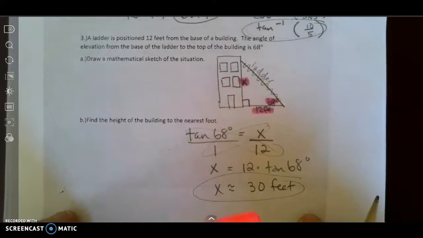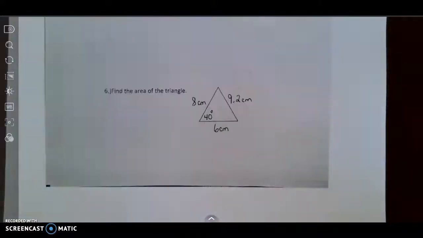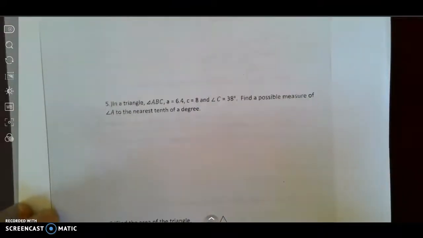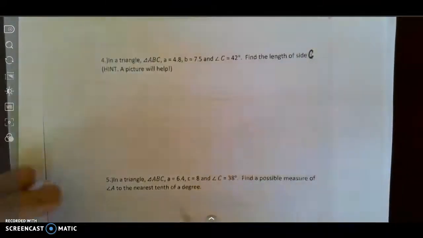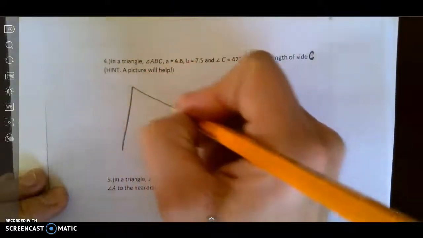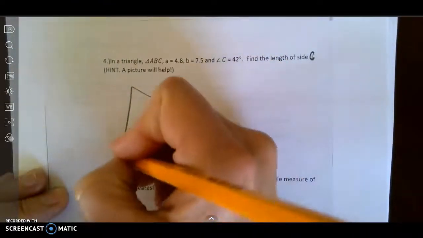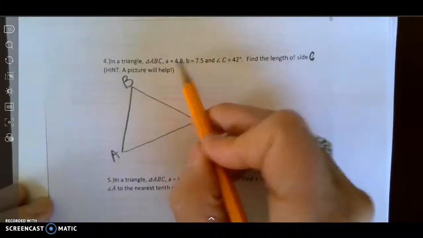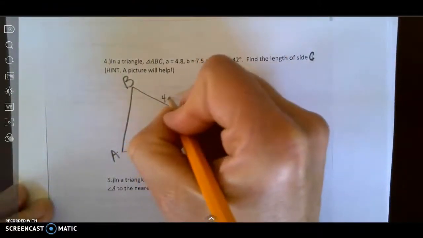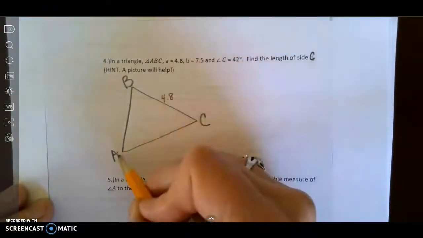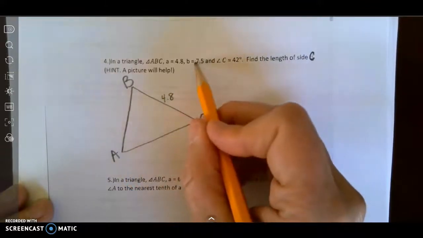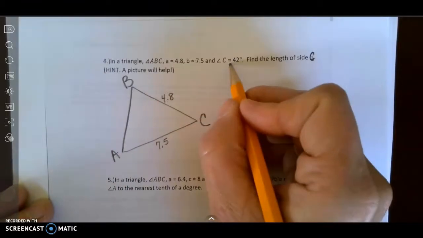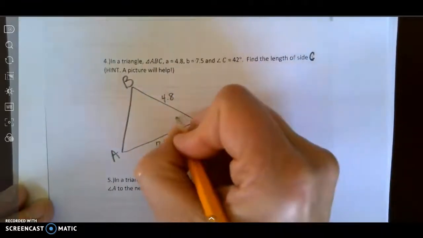All right, my next question, number 4. In a triangle ABC, little a is 4.8. Remember, little a is always across from capital A. Little b is 7.5. And angle C is 42 degrees.